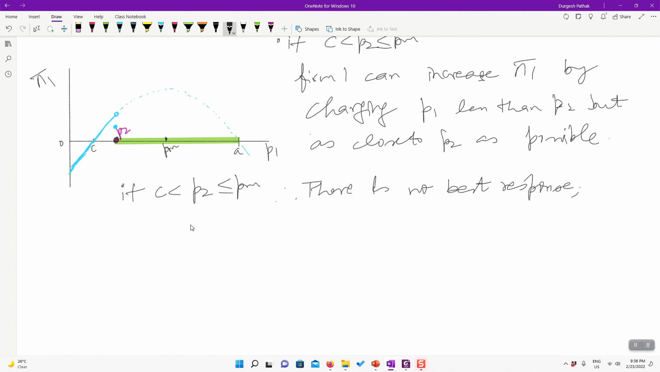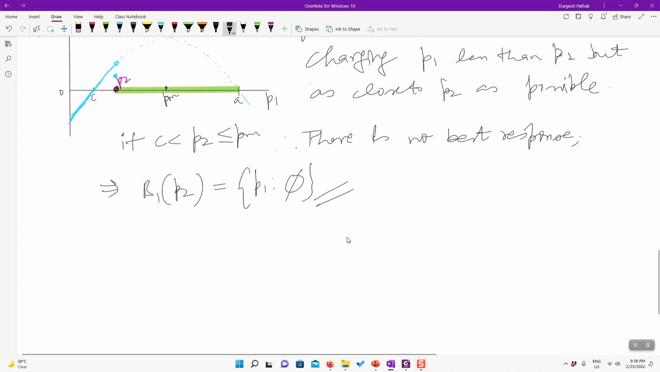Okay, so firm 1 is in a dilemma. It wants to be as close to P2 as possible, but it has to be slightly lower than the P2 also. So that gives there is no best response. So what we write, B1(P2) will be P1 such that this is phi. There is actually no best response, so this is a null set.